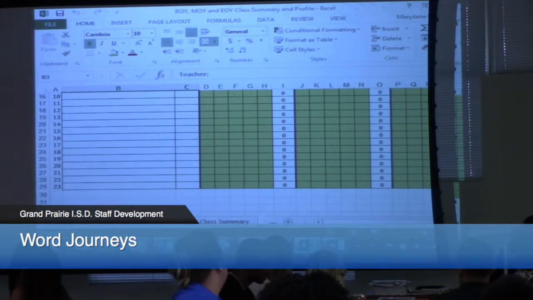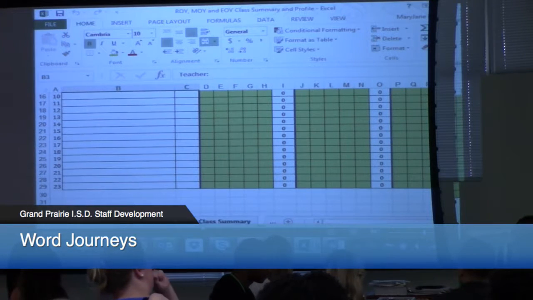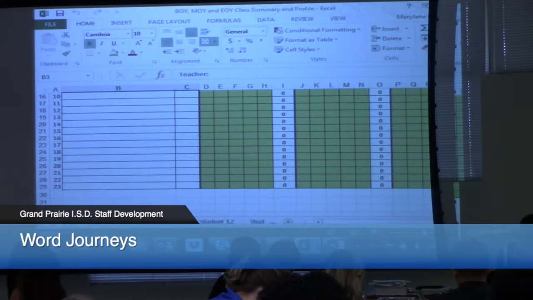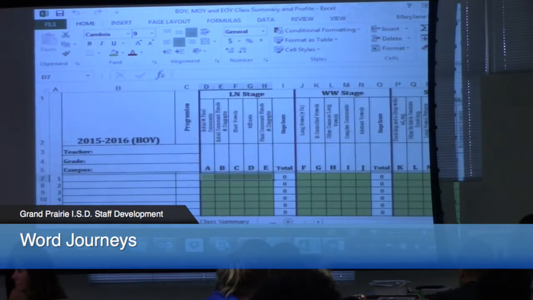I updated this, so now it should say beginning of the year, middle of the year, end of the year, and then all of your students afterwards. You don't ever have to do anything with these because they're automatically populated. So you're going to go to here, beginning of the year, and then you would put in your students' information.